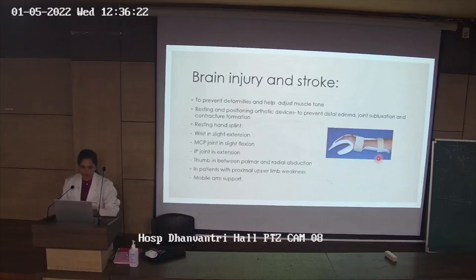Then the deformities related to brain injury or stroke: the splint is used to prevent the deformity and help adjust the muscle tone according to the involvement of the limb. A resting and positioning orthotic device prevents distal edema, joint subluxation and contracture formation in completely paralyzed persons. The examples of these splints are wrist in slight extension, MCP joint in slight flexion, and interphalangeal joints in full extension, as you can see in this picture, and the thumb between palmar and radial abduction. And in patients with proximal upper limb weakness, a mobile arm support can also be given.